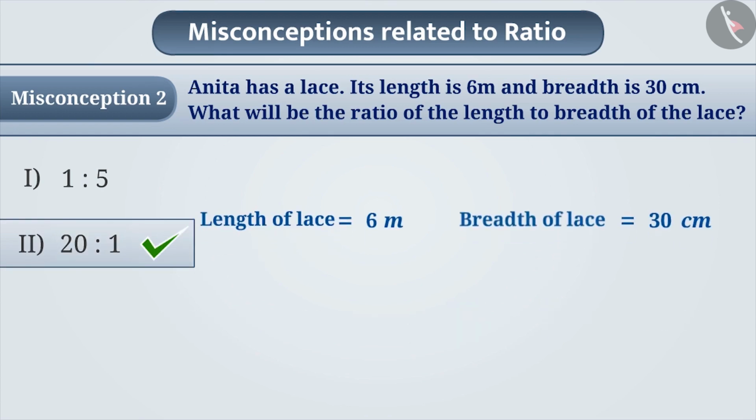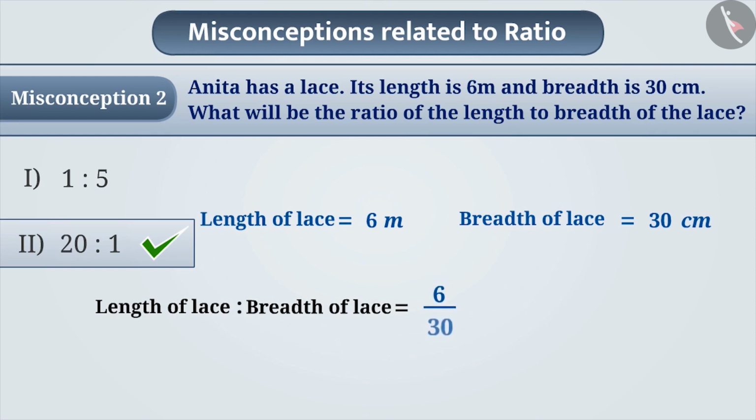Some students don't pay attention to the fact that their units should be the same. To find the ratio of length to breadth of the lace, they write 6 as the numerator and 30 as the denominator. They write the ratio as 6 is to 30, which is the ratio of meter and centimeter. They further write it in its simplest form, that is 1 is to 5.